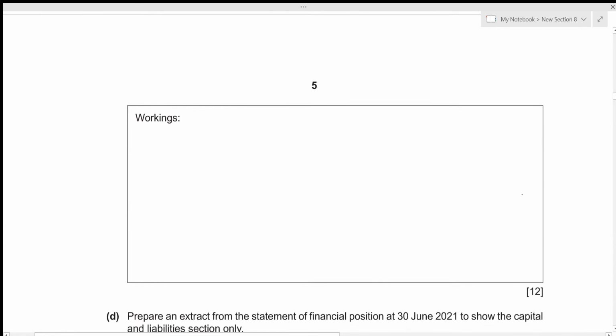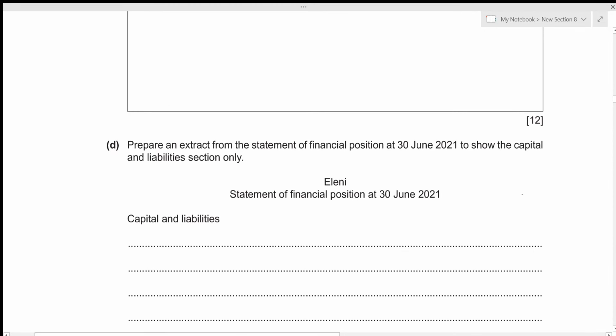Okay, so we are given workings right here. Whatever calculations I did on the question paper, it's better to do in the working section. Make sure you do that and not scribble all over your question papers. Now we need to prepare an extract from the statement of financial position at 30 June 2021 to show the capital and liability section only. Let's start with the capital section first.